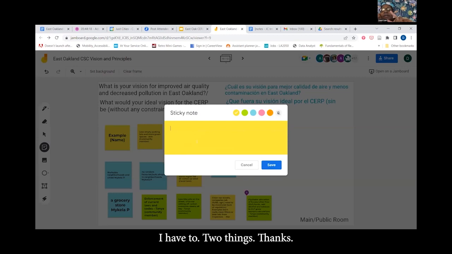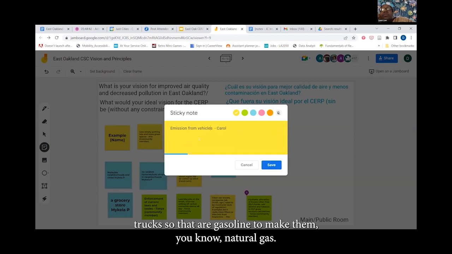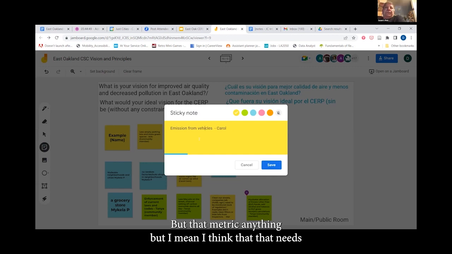Go for it. I have two things. Thanks. One is for emissions from vehicles, specifically trucks, from trucking. So I'd say like the Port of Oakland. I know that they've talked about going electric on all trucks. So something about changing trucks that are gasoline to electric, anything but. I think that needs to be a big part of our vision.